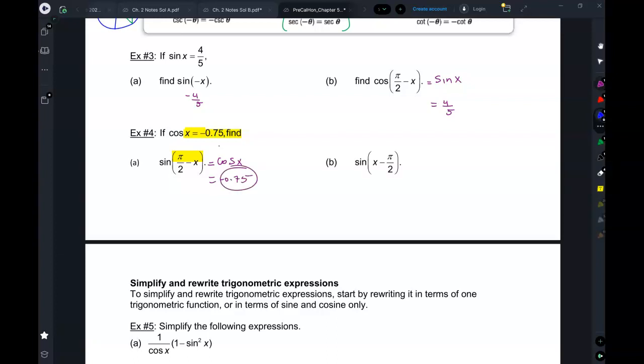Now take a look here. The difference with this versus this is that the inside here is the negative of the other. It's switched. So this is the negative of sine of pi over 2 minus x, which is negative cosine of x, so it's 0.75.